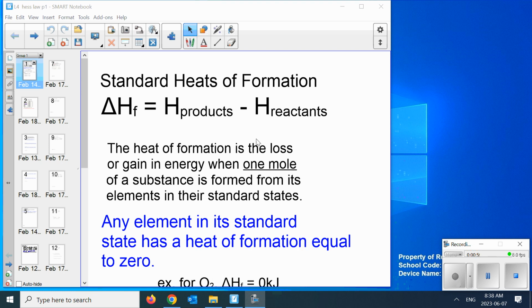What is a heat of formation? It's the loss or gain in energy when 1 mole of a substance is formed from its elements in their standard state. So it's important we understand which elements come as a group of 2. There's 7 of them. Remember, start at 7, nitrogen, make it 7. That's nitrogen, oxygen, fluorine, and so on. And the 7th one is hydrogen. Those come as groups of 2. Pretty well everything else are singles. If I say iron, it's just Fe.